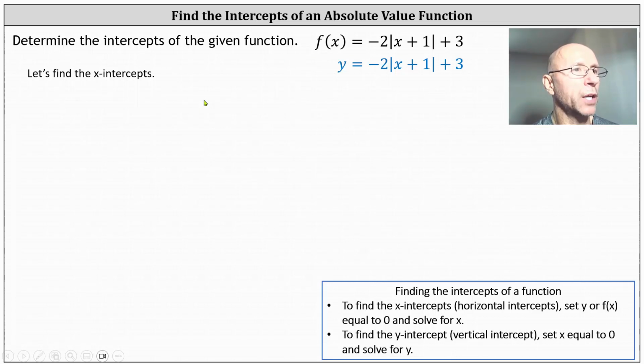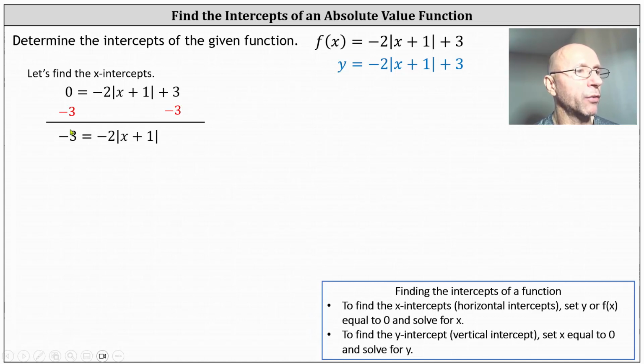This gives us the absolute value equation 0 equals -2 times the absolute value of the quantity x plus 1, plus 3. To solve an absolute value equation, we first isolate the absolute value. Our next step is to subtract 3 on both sides of the equation. Simplifying, we have -3 equals -2 times the absolute value of the quantity x plus 1. And now we divide both sides by -2. Simplifying, we have 3/2 equals the absolute value of the quantity x plus 1.